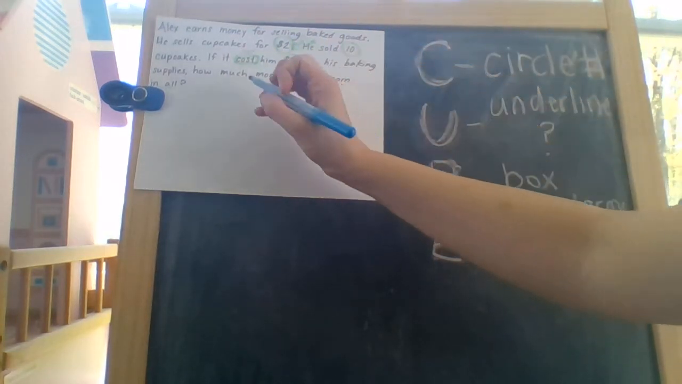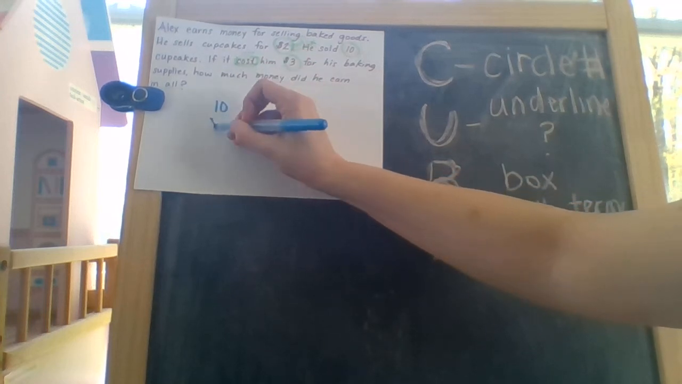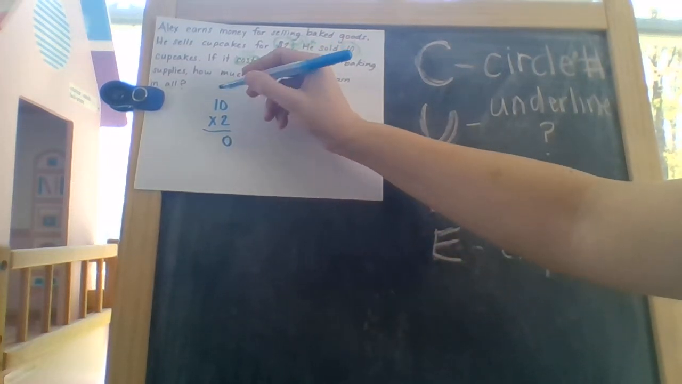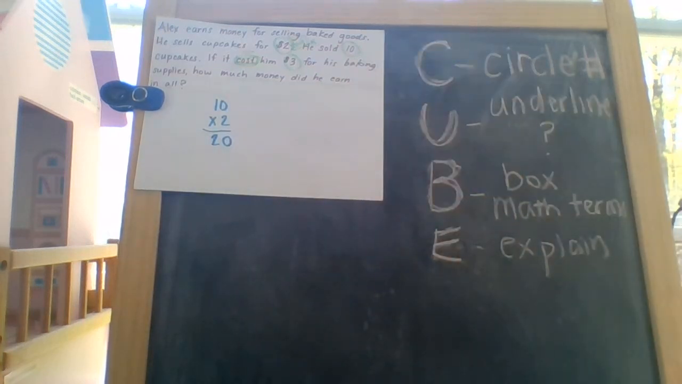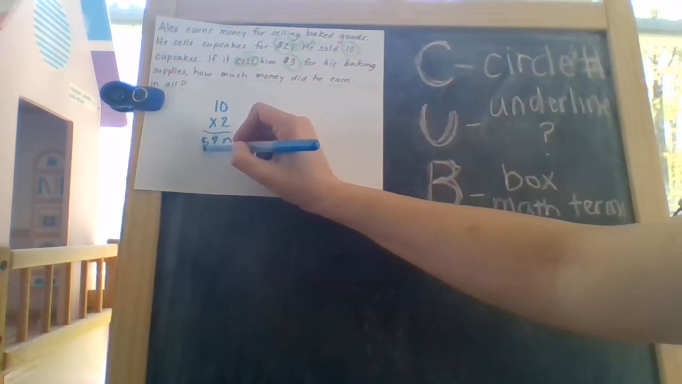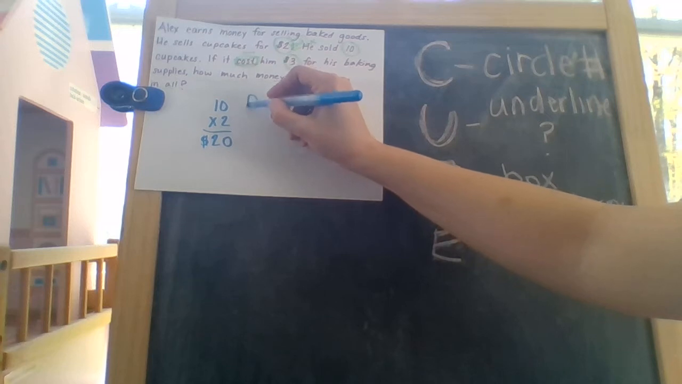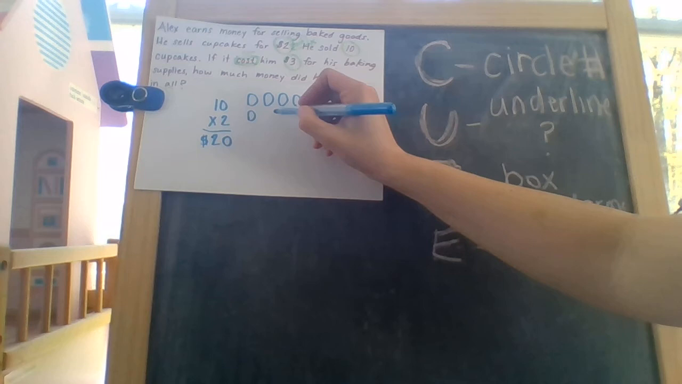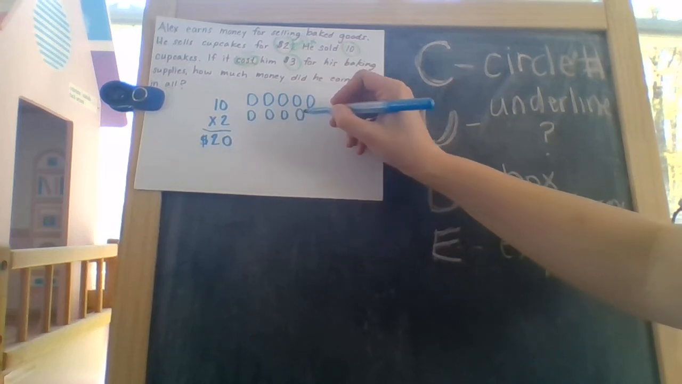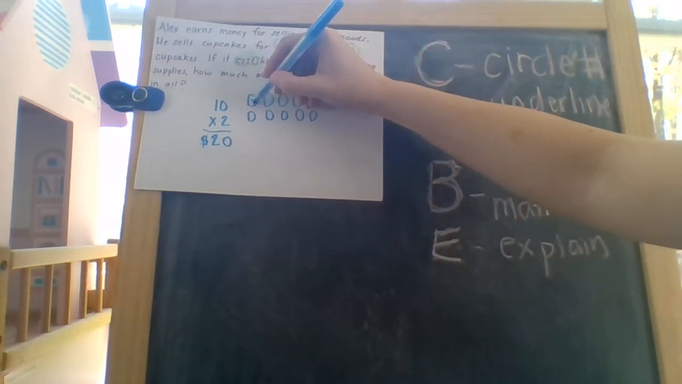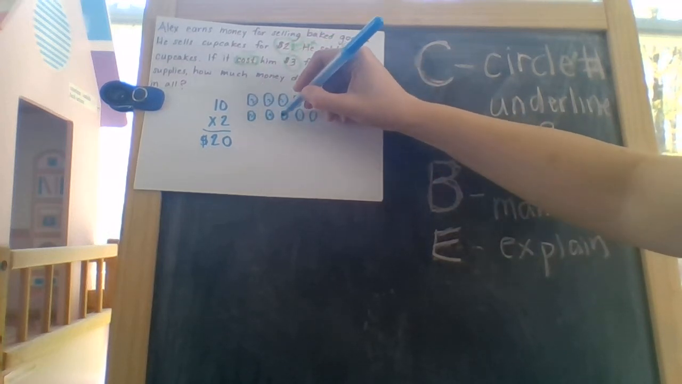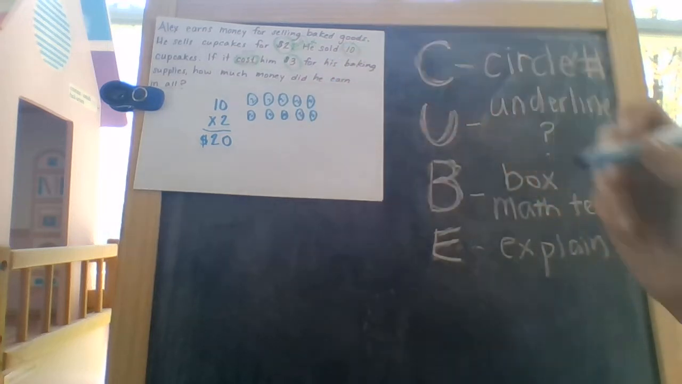Okay, 2 times 10. I'm going to set it up in standard form. 2 times 0 is 0. 2 times 1 is 2. $20. Now, if I wanted to, I could have drawn my 10 cupcakes, and 2 inside each. I could skip count by 2s.